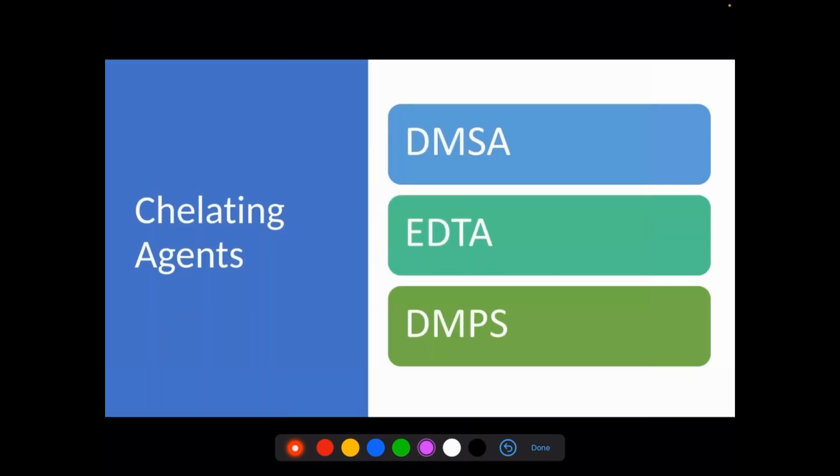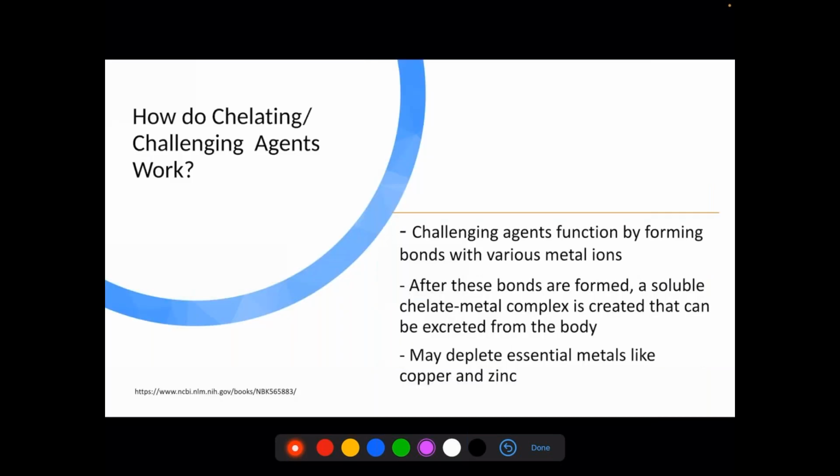So there are 3 chelating agents that we typically use when we're trying to determine a good test: DMSA, EDTA, and DMPS. Let's look at each one of them for a change. The chelating agents will recreate that bond, that chelation or chelating bond. That complex may deplete some essential minerals like copper and zinc, but for the amount you're using for the test, you do not need to worry about giving any minerals or anything else for this test at that time.